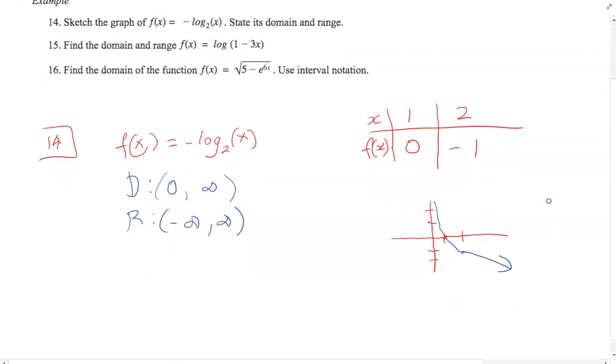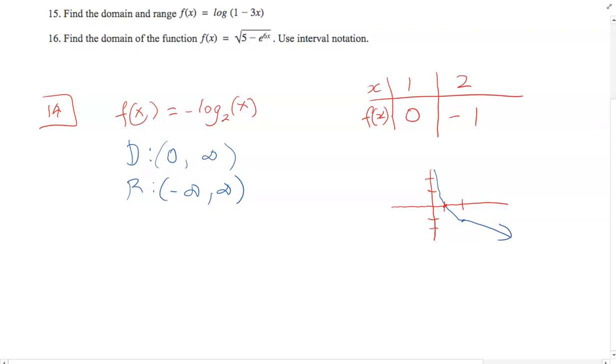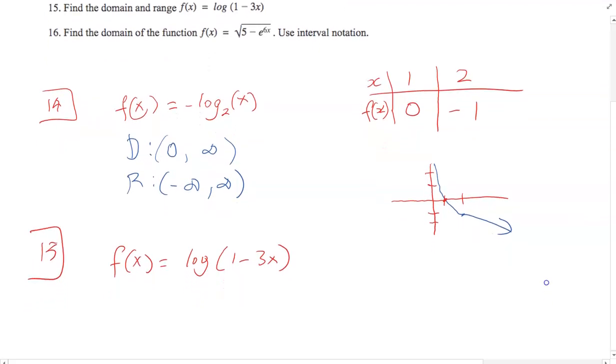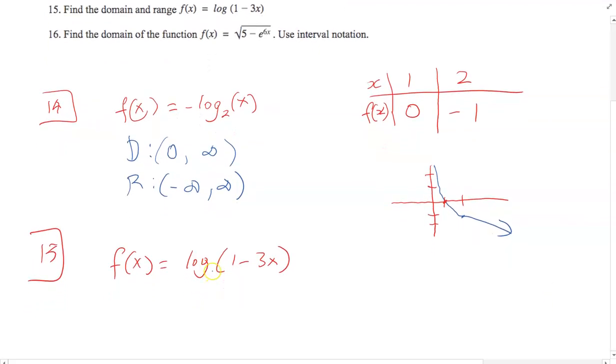Now, let's look at another example. Find the domain and range of f of x is equal to log of 1 minus 3x. F of x is equal to log of 1 minus 3x. Okay. Log without a base written is log base 10. Okay? So we want to find the domain of this.